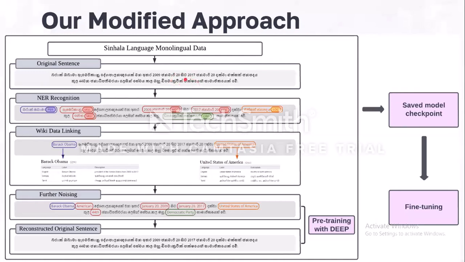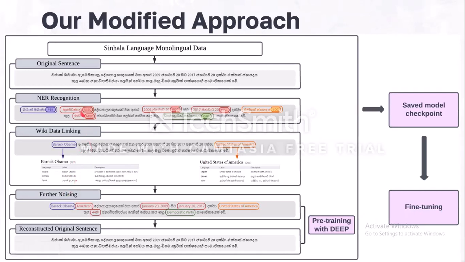First, during the named entity recognition and linking phase, we recognize named entities in the sentence using an existing named entity recognition system. And then we link it to a knowledge base to replace recognized named entities by their translations. Here we use Wikidata as our knowledge base. After this phase, this gives us the partially noised sentence.